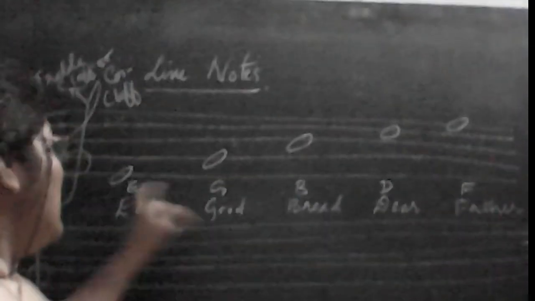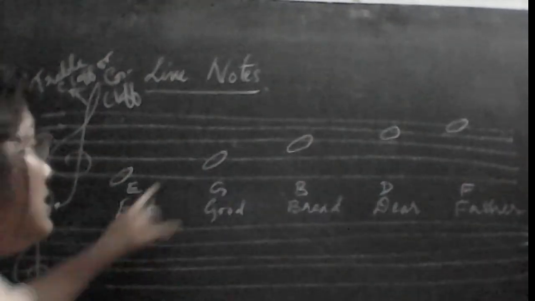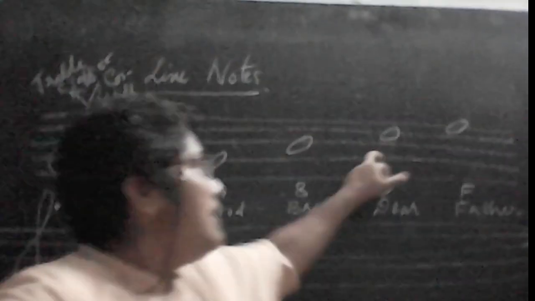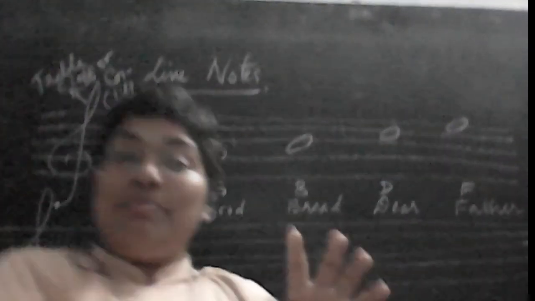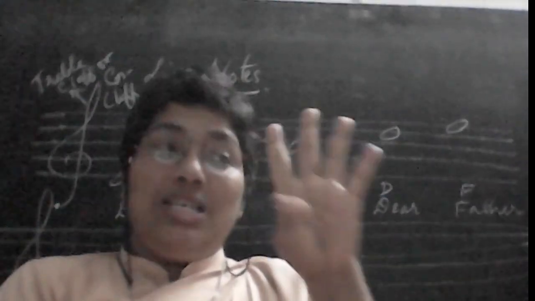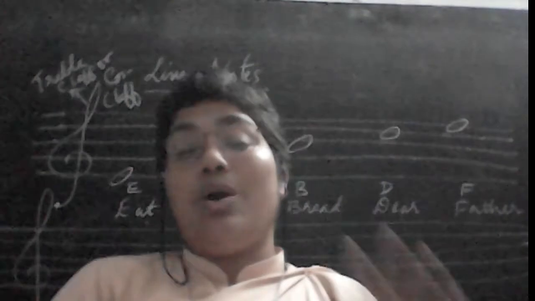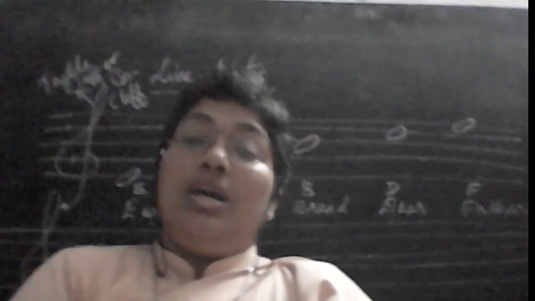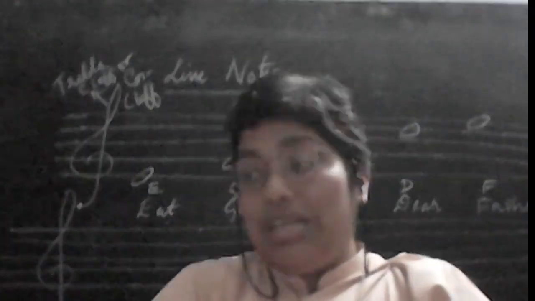Eat, eat. E represents eat, good, bread, dear father. So you will remember the line notes very easily. Eat, good, bread, dear father. So E, G, B, D, F. These are called the line notes. You understood? So you must learn these notes as they are.